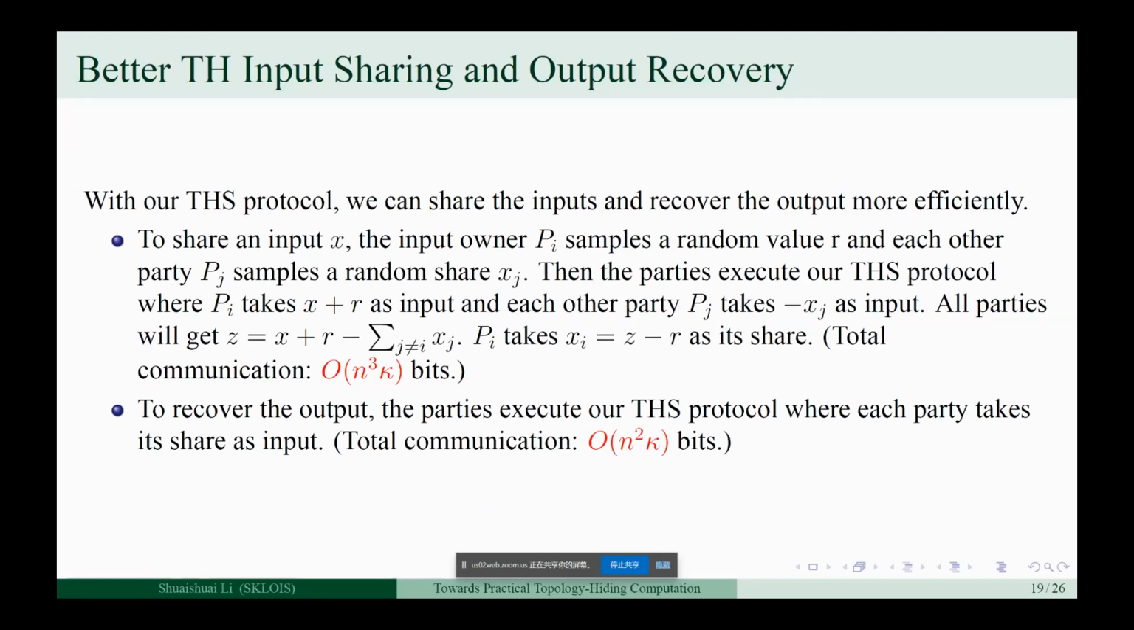The total communication cost of sharing n inputs will be O(n^3) times kappa bits. To recover the output, the parties execute our THS protocol, where each party takes its share as input. The communication cost of recovering the output will be O(n^2) times kappa bits.